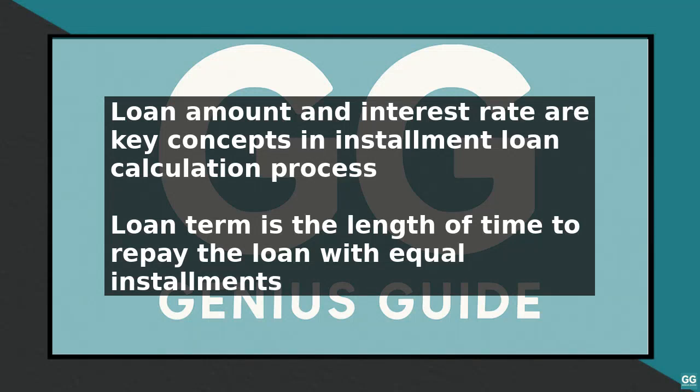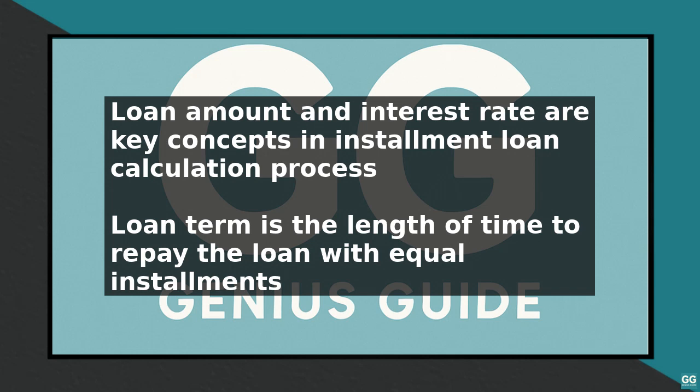To calculate Credit.com installment loans, you need to understand the key concepts involved in the process. An installment loan is a type of loan that is repaid in equal installments over a fixed period of time. The calculation involves determining the monthly payment amount, the total interest paid, and the total cost of the loan.